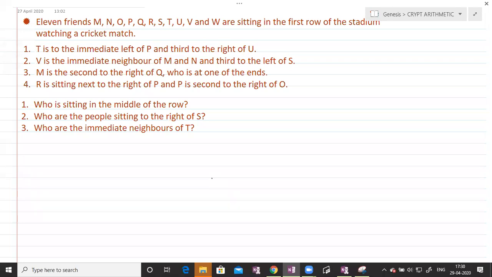Shall we discuss now? Nobody got the answer yet, so time's up. The question reads as: 11 friends, M, N, O, P, Q, R, S, T, U, V, W are sitting in the first row of the stadium watching the cricket match.